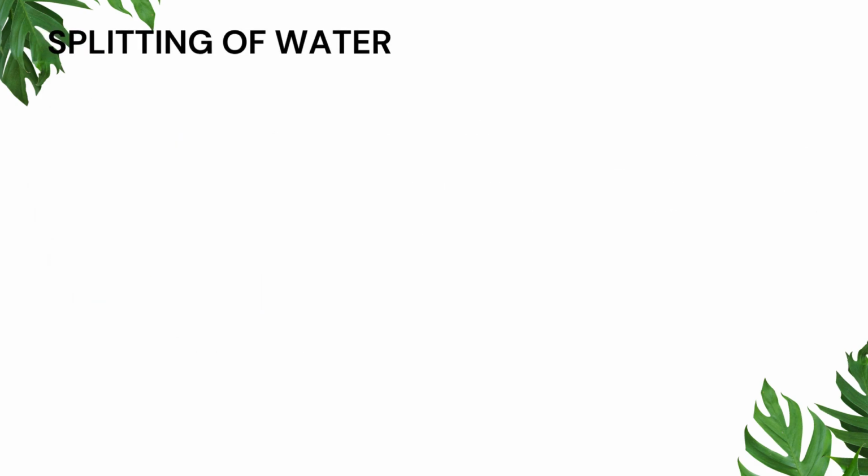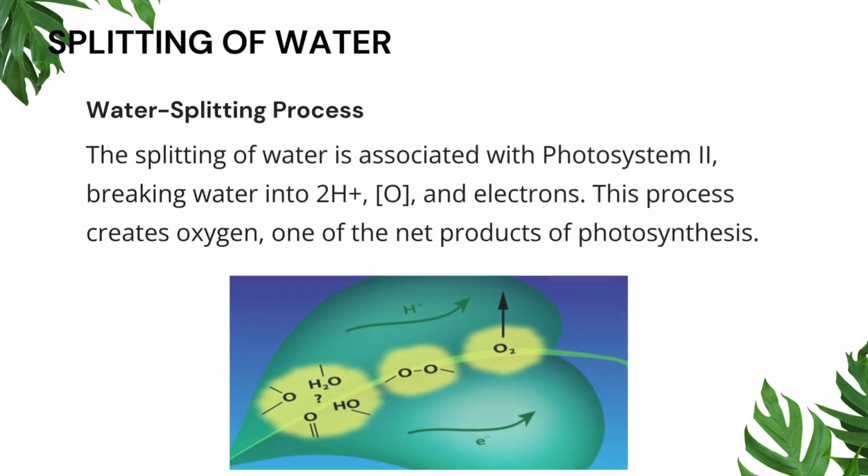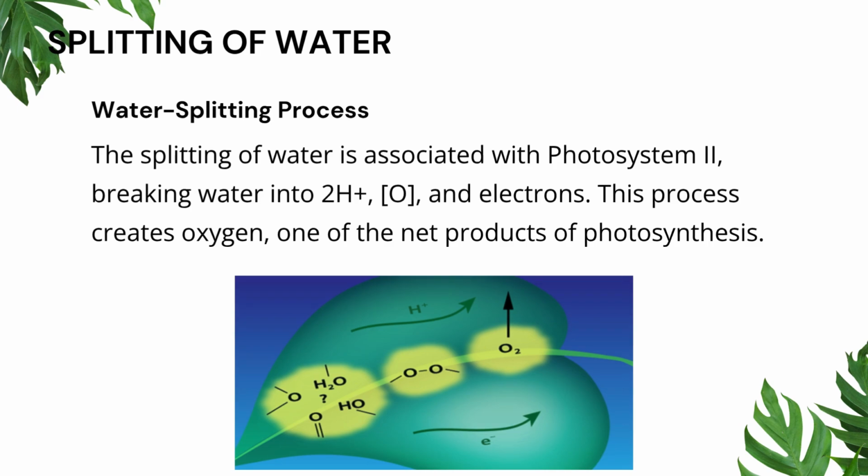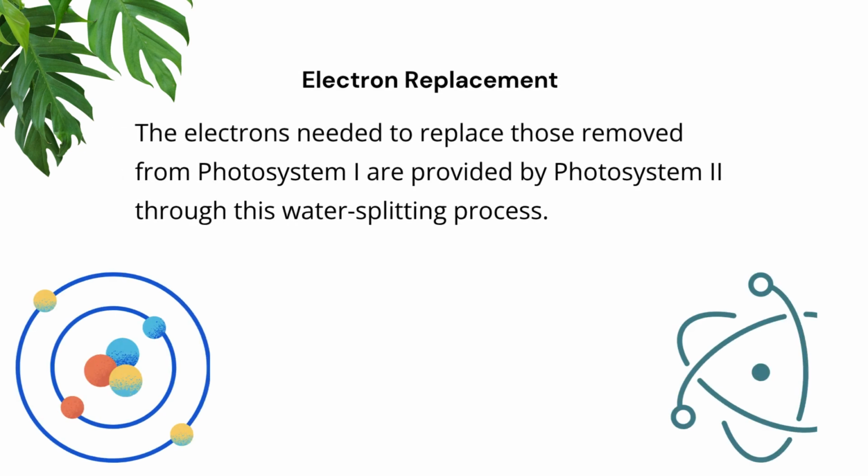Splitting of water. The splitting of water is associated with photosystem 2, breaking water into 2H plus, oxygen, and electrons. This process creates oxygen, one of the net products of photosynthesis. The electrons needed to replace those removed from photosystem 1 are provided by photosystem 2 through this water splitting process.